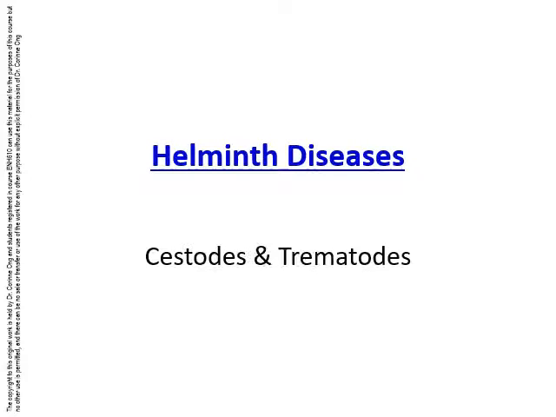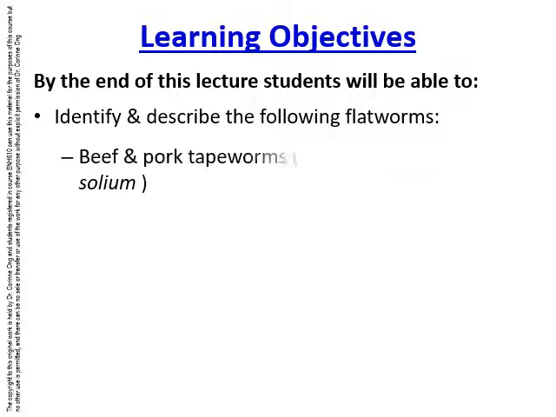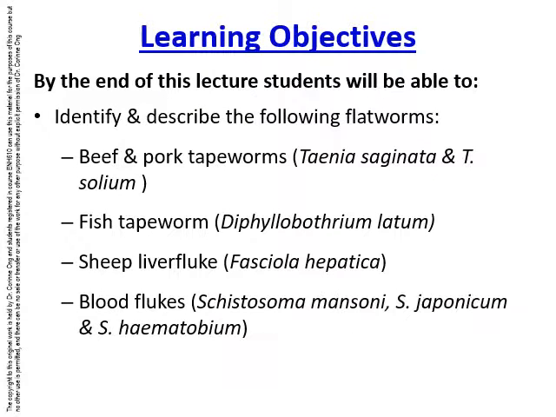This week, we're going to go through the second part of diseases caused by helminths. The lecture aims to identify and describe the following flatworms: beef and pork tapeworms, Taenia saginata and Taenia solium, fish tapeworm, Diphyllobothrium latum, the sheep liver fluke, Fasciola hepatica, and blood flukes, Schistosoma mansoni, Schistosoma japonicum, and Schistosoma haematobium.